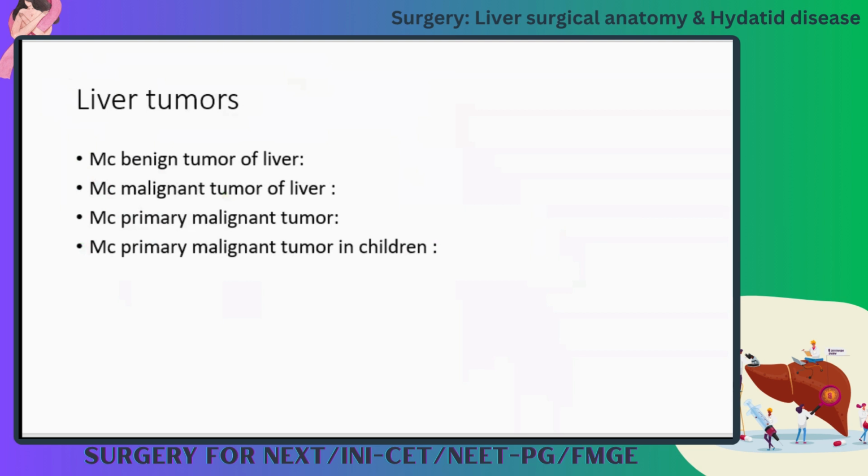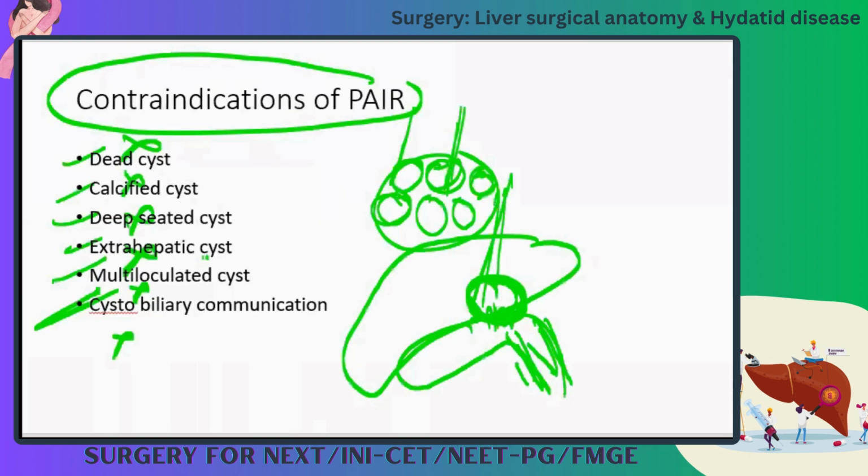What's the difference between a dead cyst and a calcified cyst here? Calcified means it has fully calcium deposits. A dead cyst is one where, even if there is no calcification, we call it a dead cyst if there is no activity in it.